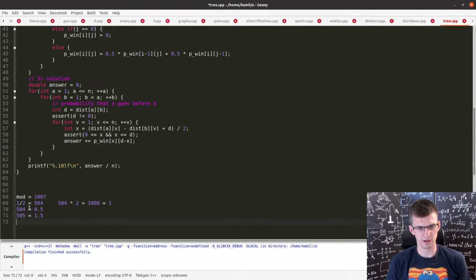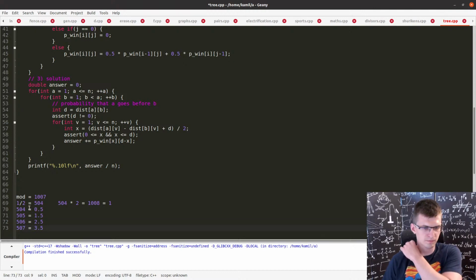This is 1.5, 2.5, 3.5, and so on. Just I applied the same logic for 1,000,000,007 instead of 1007. For a big prime number, it's very easy to compute half of. It's easy to compute half modulo this prime.